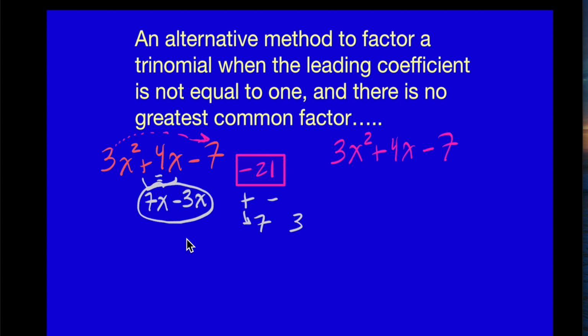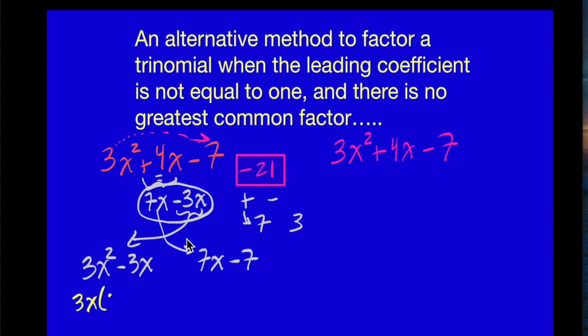Now, I think it's going to be easier to pair the minus 3x with the 3x squared. So we're going to have 3x squared minus 3x over here, and then we're going to pair the 7x with the negative 7 over here. At this point, we factor out the greatest common factor, which would be 3x, and that would leave x minus 1 inside. I always double check by redistributing in my head, and indeed we get 3x squared minus 3x.